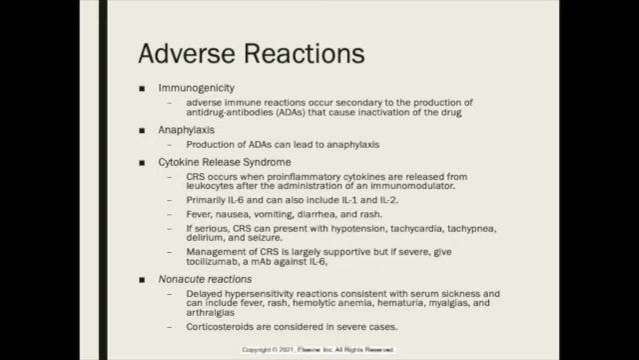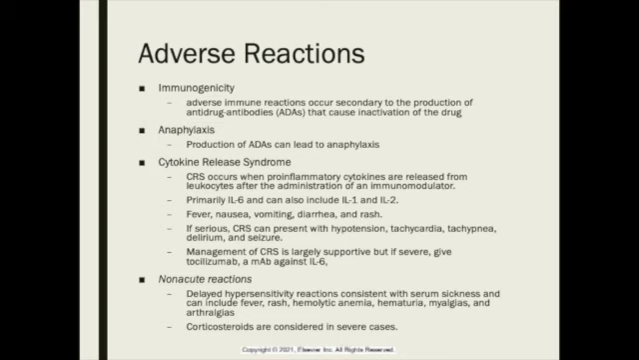In addition to anaphylaxis, you have to look out for cytokine release syndrome, or CRS. And this is when pro-inflammatory cytokines are released. It's usually going to be released from leukocytes, and the key cytokines you're looking for are primarily interleukin 6, but it can also include interleukin 1 and interleukin 2.